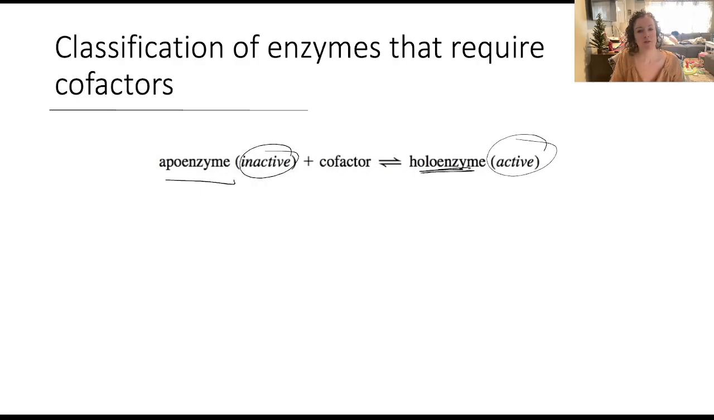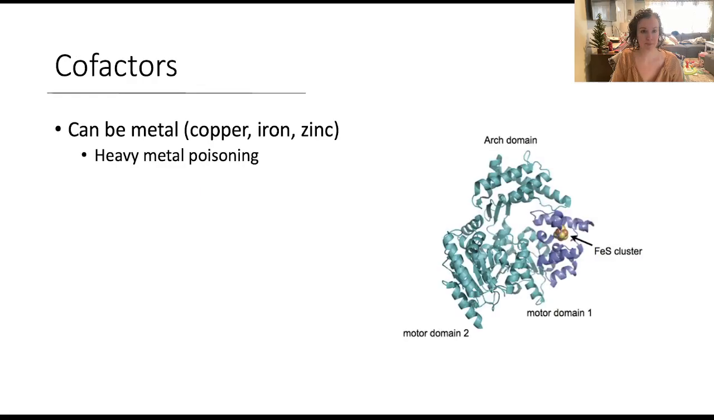To wrap up our discussion of cofactors, I'll just introduce you to a few different types of cofactor. We can have metal ion cofactors, for example, copper or iron or zinc. We'll see an example of an iron-containing cofactor later when we talk about the electron transport chain via iron-sulfur clusters. And because some enzymes require metals to work, this means that when the metals don't work, problems occur. And this is really the root of things like heavy metal poisoning.